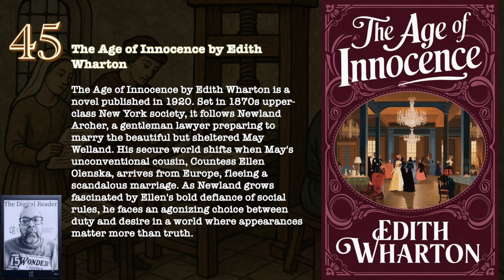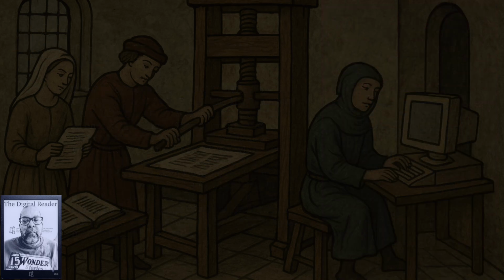The Age of Innocence by Edith Wharton is a novel published in 1920. Set in 1870s upper-class New York society, it follows Newland Archer, a gentleman lawyer preparing to marry the beautiful but sheltered May Welland. His secure world shifts when May's unconventional cousin, Countess Ellen Olenska, arrives from Europe fleeing a scandalous marriage. As Newland grows fascinated by Ellen's bold defiance of social rules, he faces an agonizing choice between duty and desire in a world where appearances matter more than truth.